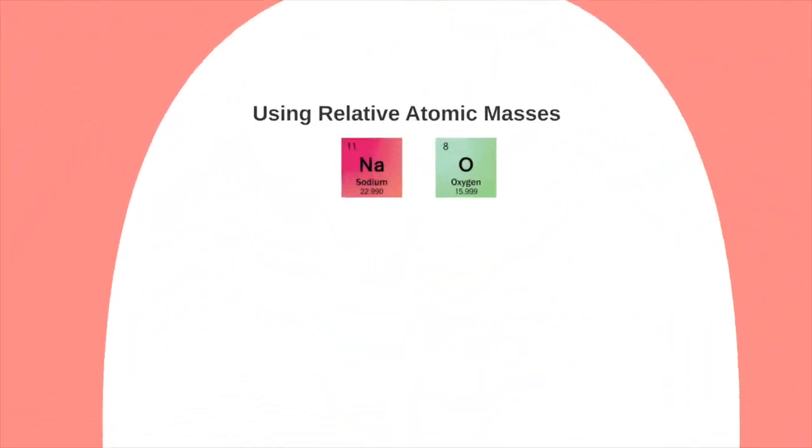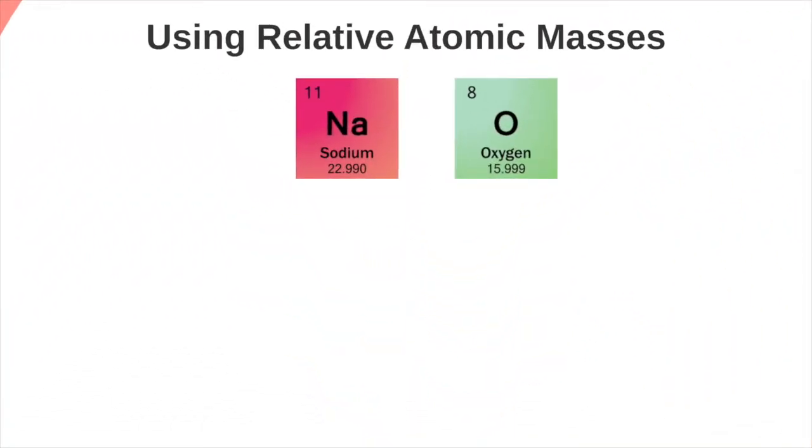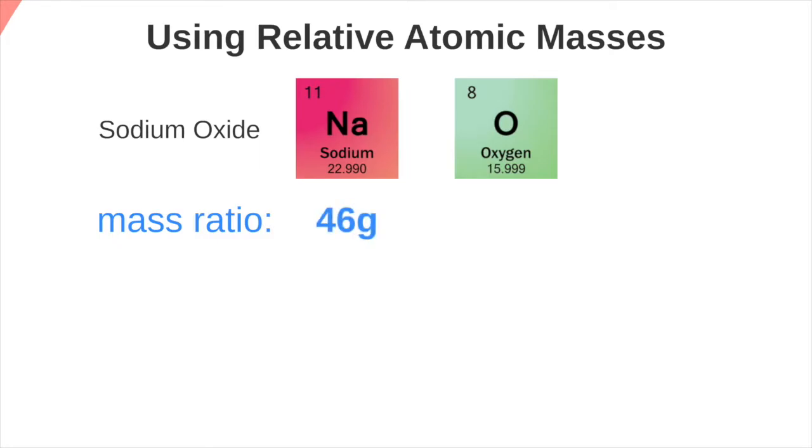In the past, we've used relative atomic masses to predict chemical formulas. Here we have sodium and oxygen, which will combine into sodium oxide. Now say we also know the mass ratio in which sodium and oxygen always combine. That's 46 grams of sodium to 16 grams of oxygen.